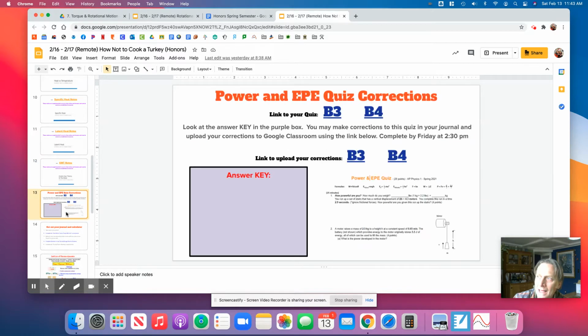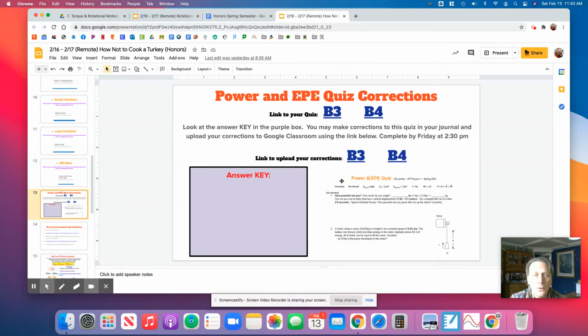Okay, so last week we worked on this power and EPE quiz. This is an option here to do some corrections. On the next page, in that purple box right there, I'm going to put the answers for the power and EPE quiz. What you want to do is work through and correct those to make sure you can get to the right answer, and show me the logic and the process to get to the right answers. When you're finished with that, have it in your journal, and upload a picture of it into the corrections link right here. You'll see those answers soon.